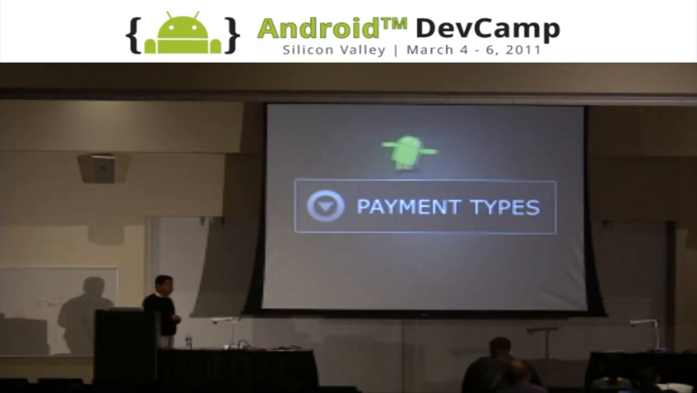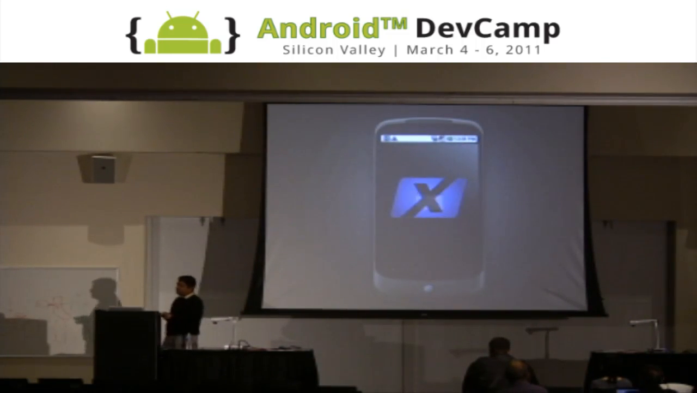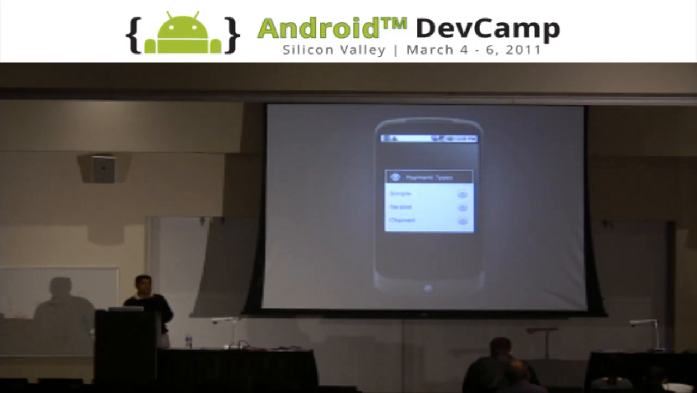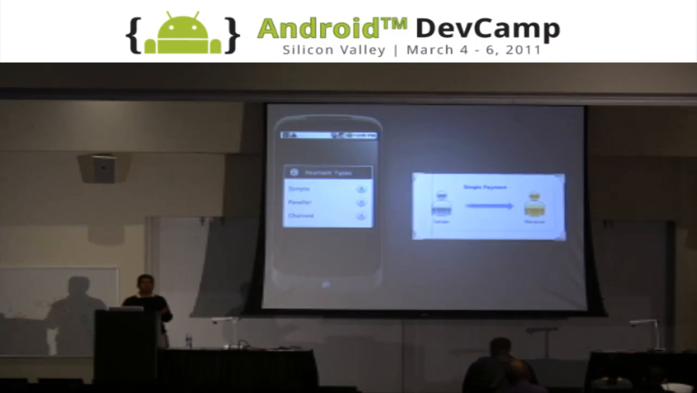So there are different payment types that PayPal supports. These are categorized as simple, parallel, and chain payments. Simple payments are simple to understand. You just send money from person A to person B, and you can see the email of the person who is actually receiving the money.